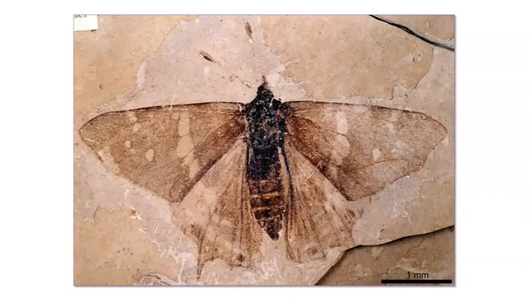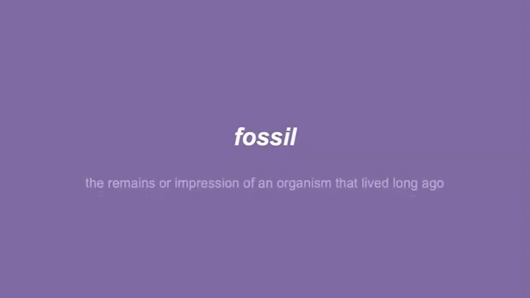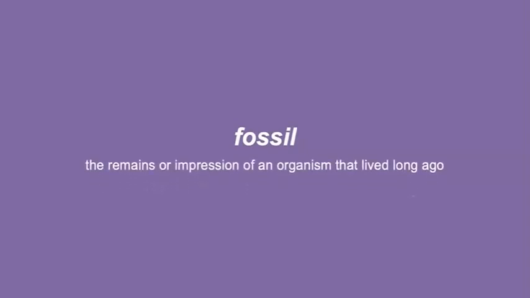Now that we've taken some time to notice and wonder, let's learn more about this object. This is a photograph of a fossil. A fossil is the remains or impression of an organism that lived long ago. We can use fossils to learn more about organisms that lived millions of years ago.